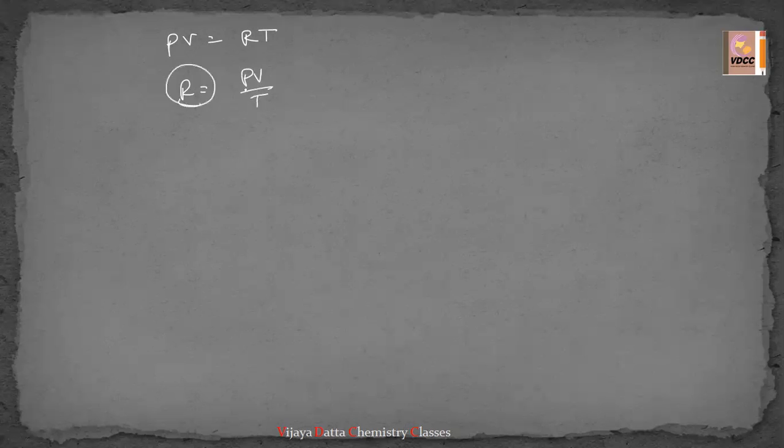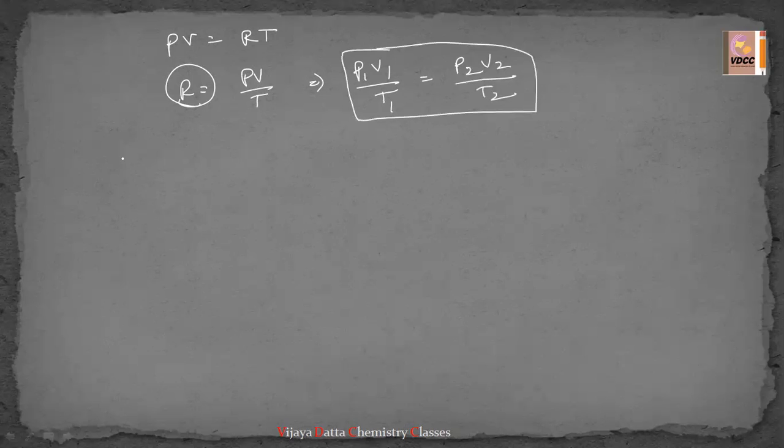PV equal to nRT, R is the constant, so PV by T is constant, right? So we can take it for two different states: P1 V1 by T1 equal to P2 V2 by T2. So this is the formula. Okay, this is the formula. Now we are going to apply it.